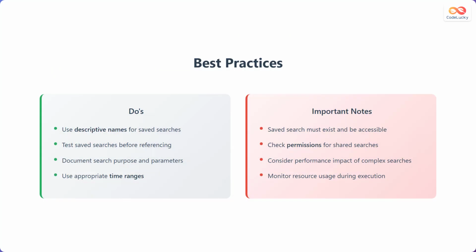When using the savedsearch command, follow these best practices for optimal results. Always use descriptive names for your saved searches to make them easy to identify and understand. Test saved searches thoroughly before referencing them in other queries. Document the search purpose and required parameters for team collaboration. Use appropriate time ranges to ensure efficient execution. Remember that the saved search must exist and be accessible to your user account. Check permissions carefully for shared searches, especially in team environments. Consider the performance impact of complex searches and monitor resource usage during execution to maintain system performance.